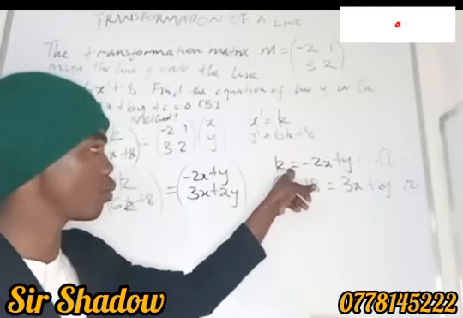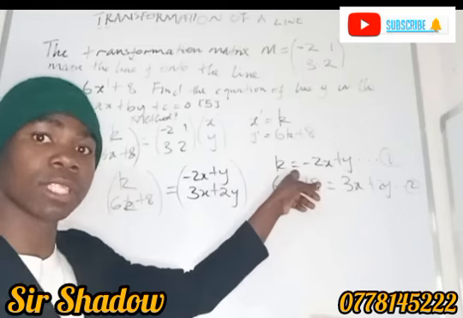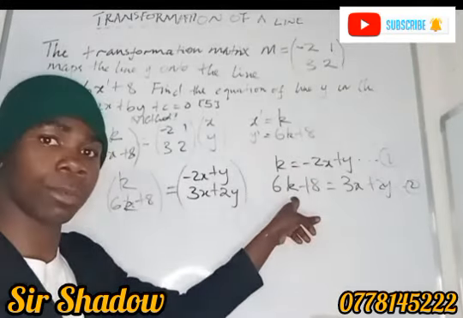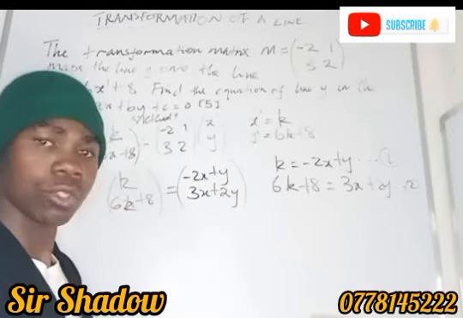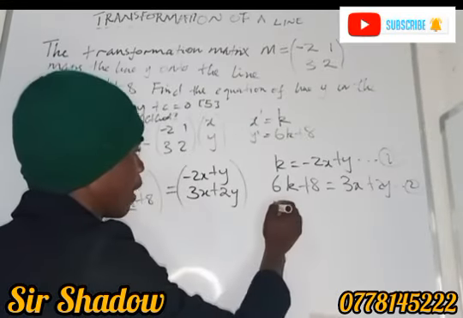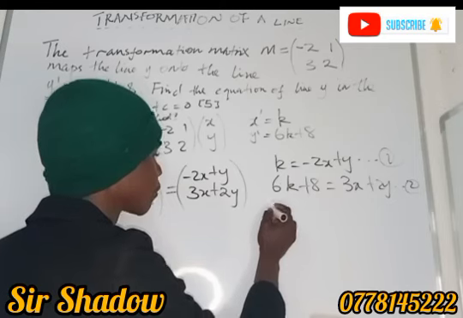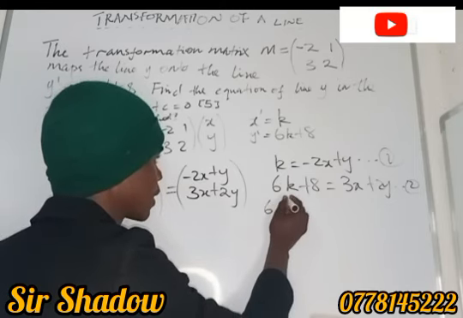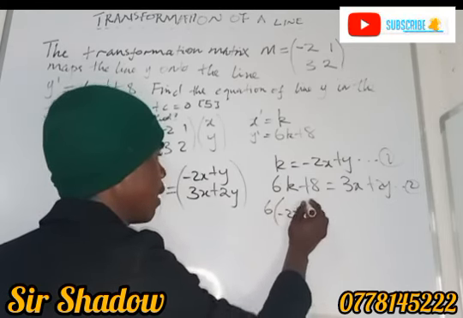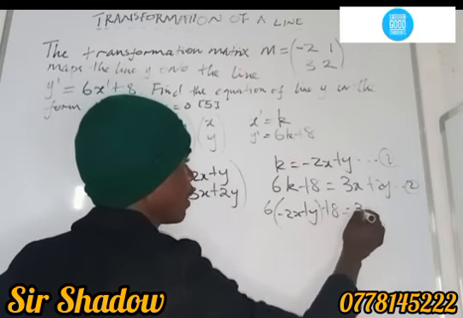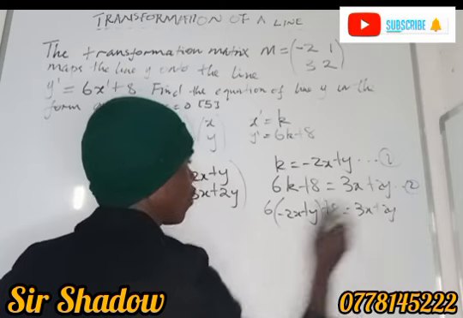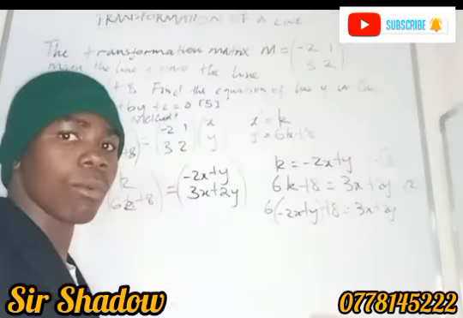Since we have k is equal to 2 minus 2x plus y, we have to substitute the value of k here into equation 2 in order to find the equation of the object. So let's substitute. Here we have, substituting, 6 multiplied by (minus 2x plus y) plus 8 is equal to 3x plus 2y.